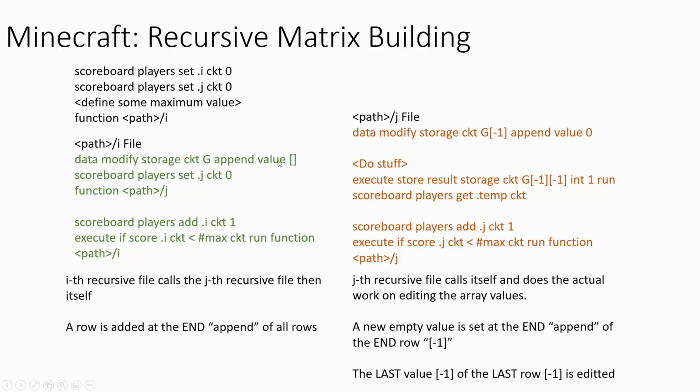This adds a row to some matrix, and then we're going to run J. What J does is it appends a value at the last row. So it goes to the bottom row, index -1, that means last, and it appends a 0 to the end of the row, okay? And then you're going to do stuff to that. So you're going to go to the last row, go to the last element in the row, and store some number there. Then you're going to increment J.